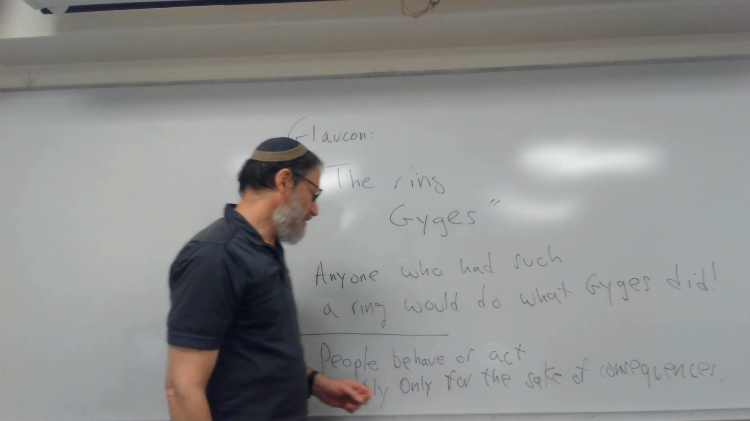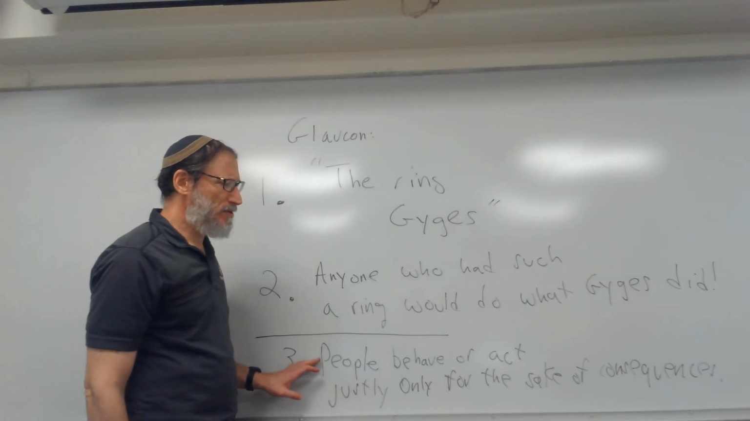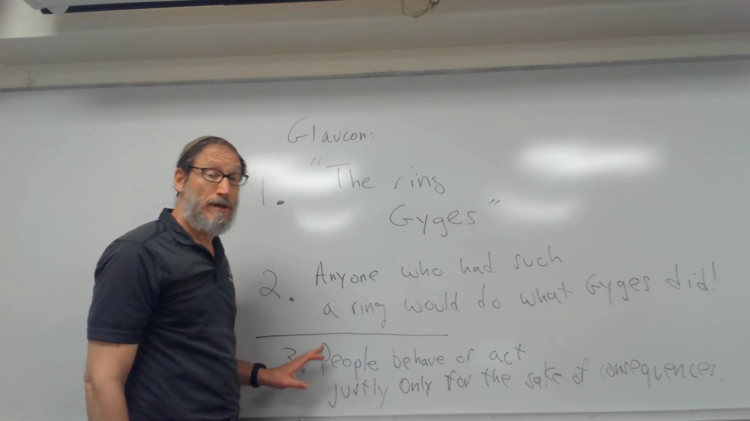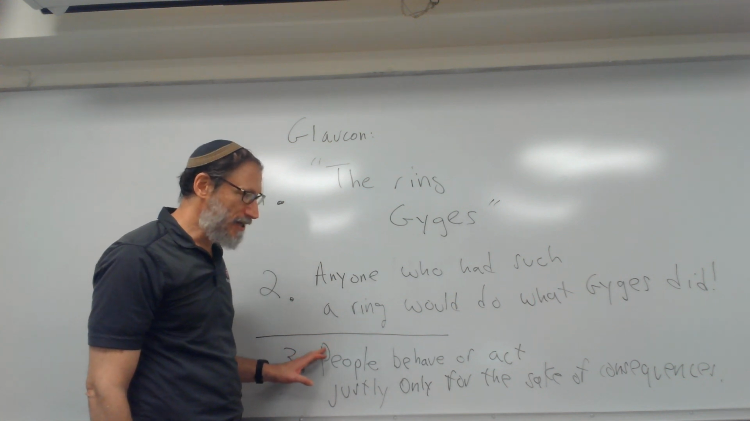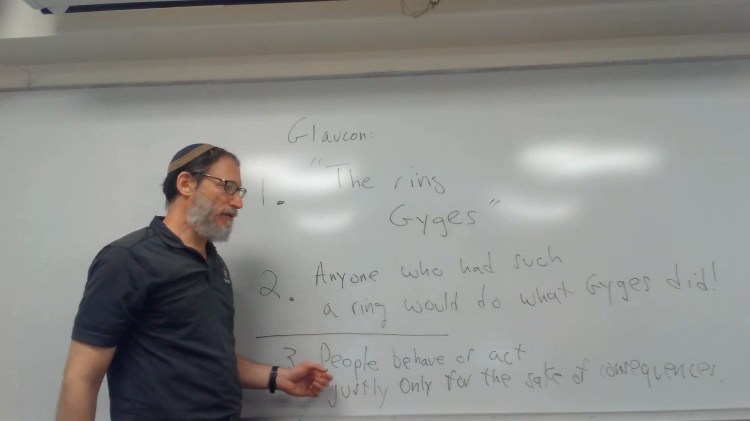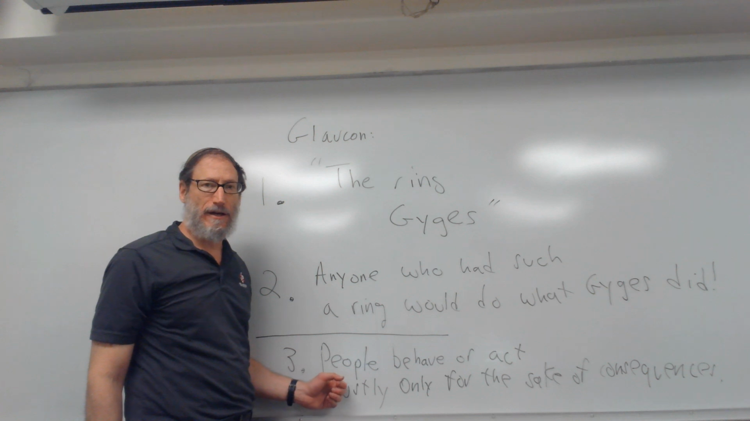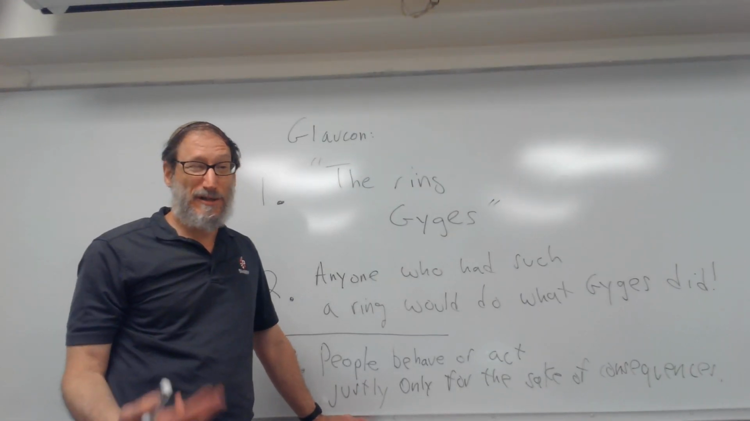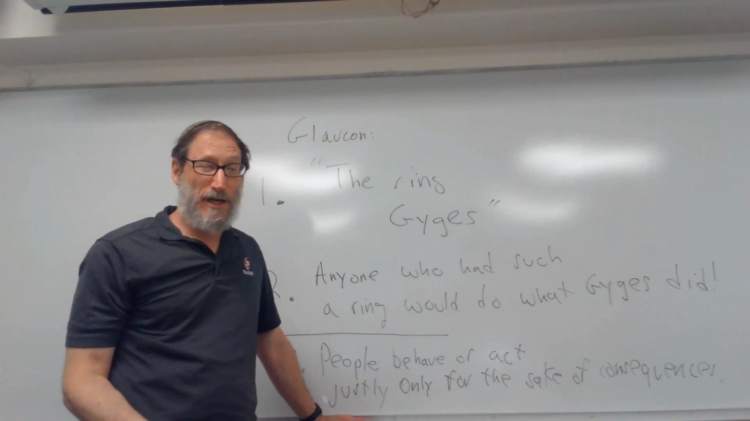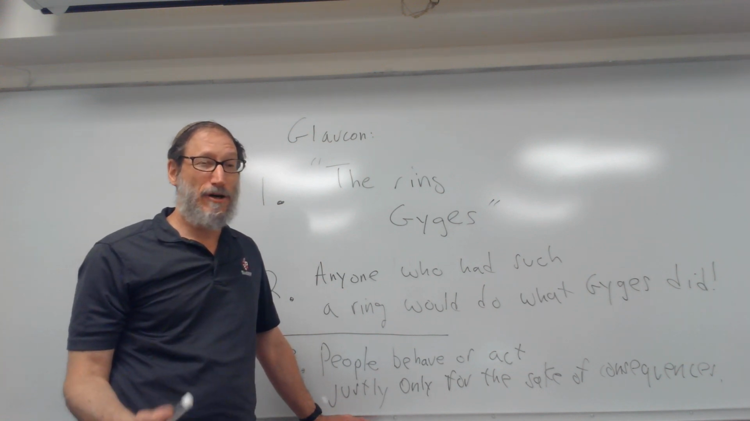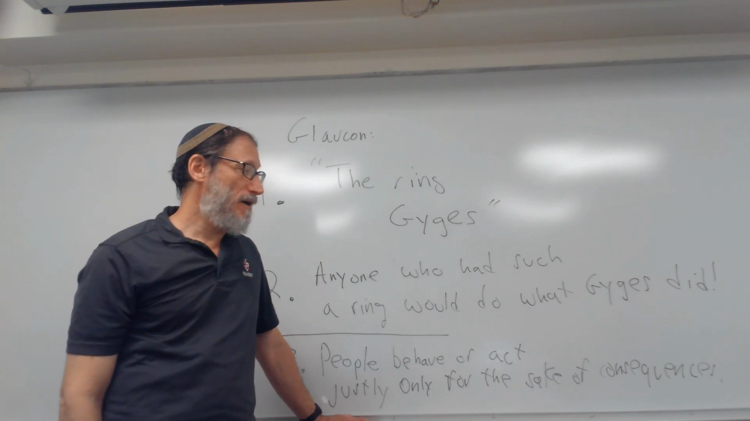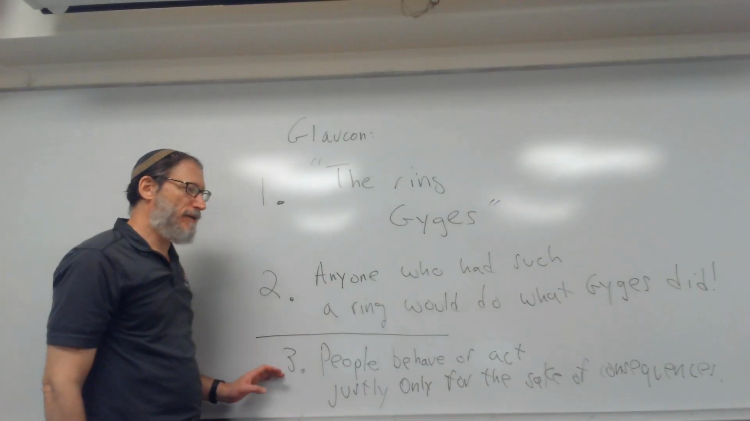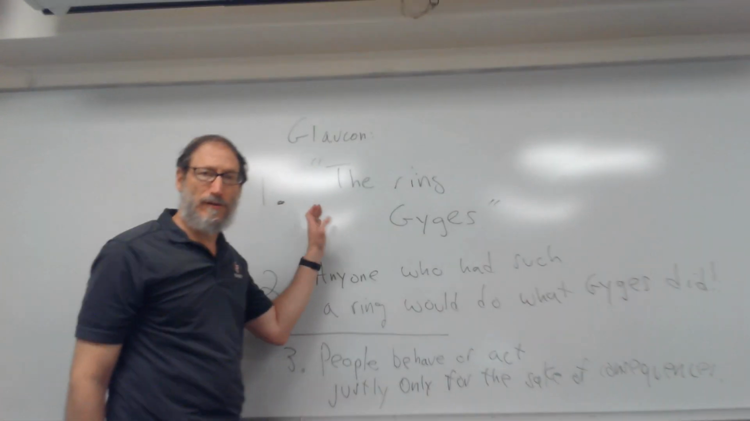Okay? So, again, I think you might want to write that down too. Another way of saying his main claim is no human being acts justly for its own sake. People act justly only for the sake of the consequences. Meaning, they don't really want to be just because they want to be just. They want to be just because they're afraid of getting caught. There are certain consequences of injustice.